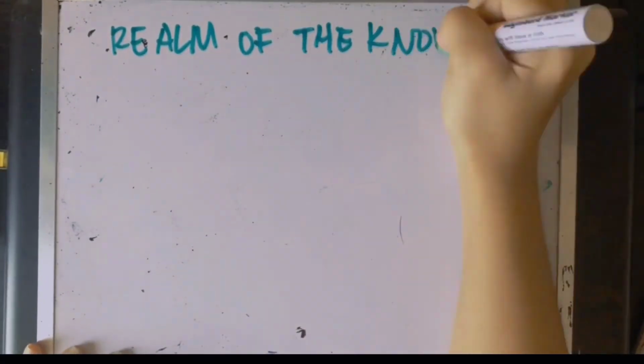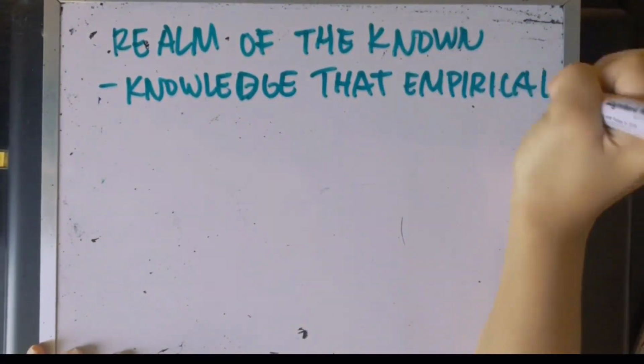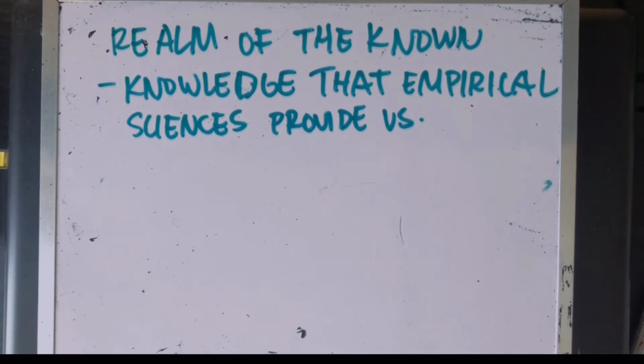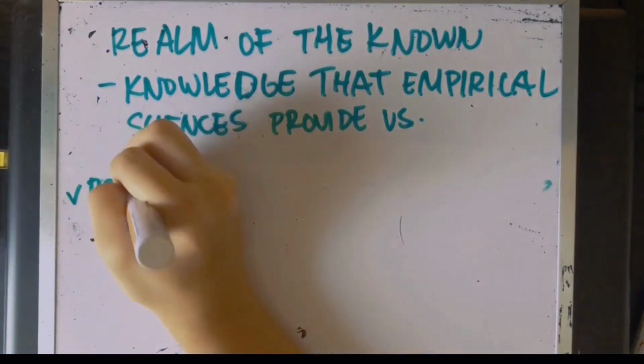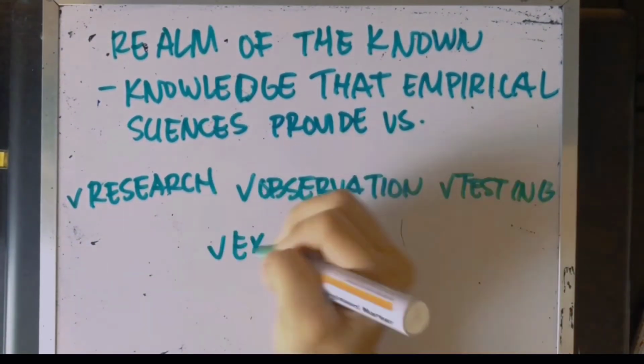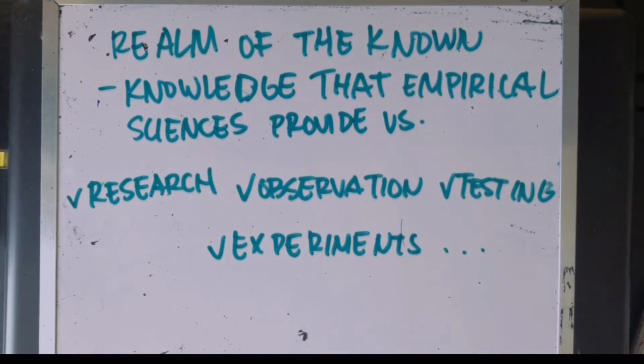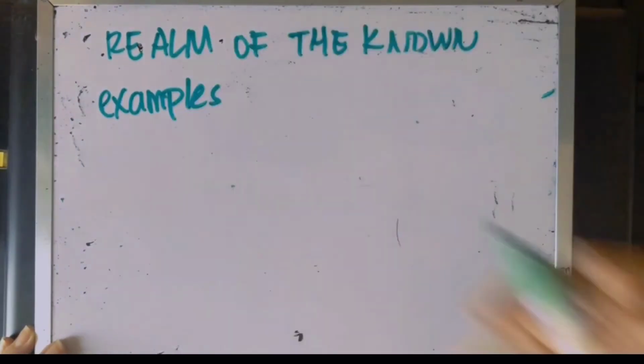So let's first talk about the realm of the known. This realm contains knowledge that the empirical sciences provide us. This information was verified through research, observation, testing, and experiments, and this knowledge is considered fact.